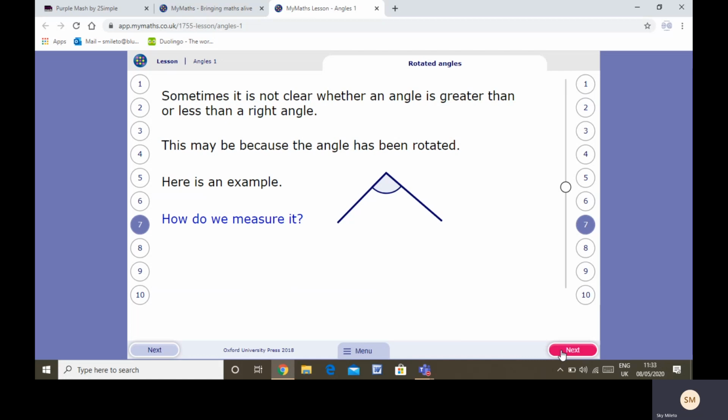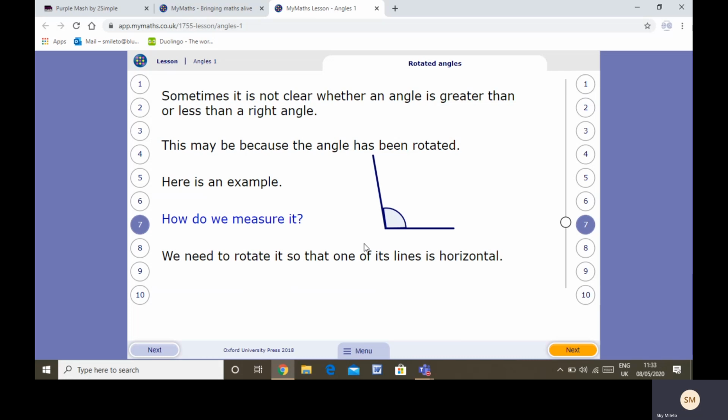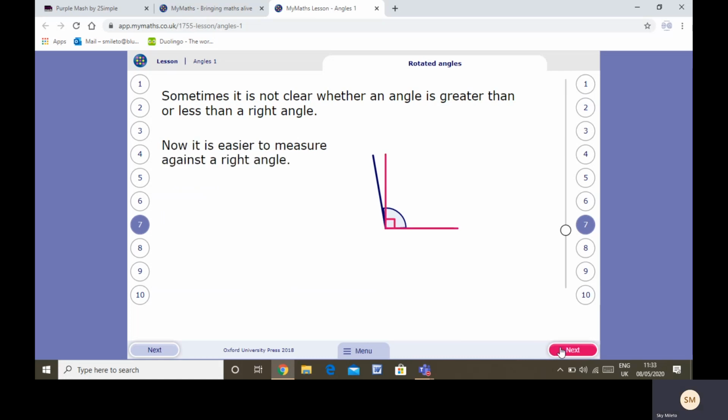So here, if something like this happens, how do we measure it? We need to rotate it so that one of the lines is horizontal, and horizontal means across the bottom. Now, some of you may be able to see by eye whether this angle is smaller or bigger than a right angle. Here, we put a right angle over top, we can see it's slightly bigger, so shout out to the screen, what type of angle is it? I'm hoping you all shouted obtuse.